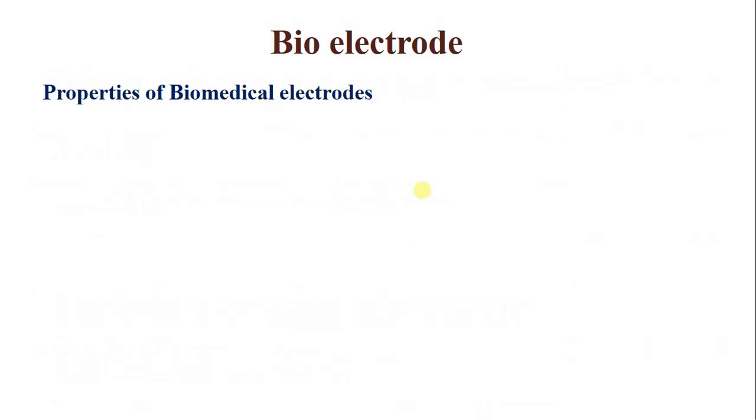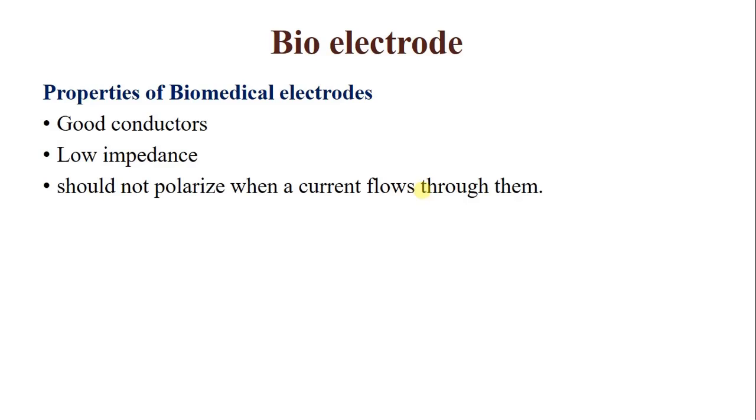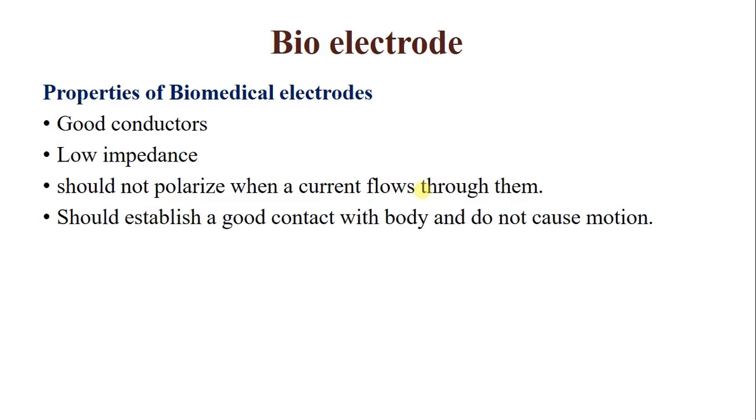Bioelectrodes should have these properties: they should be good conductors, and they must have low impedance. If the impedance is low, the CMRR of the amplifier can be maintained higher, that is, the noise or the common signal coming to the amplifier can be reduced. They should not polarize when current flows through them. The bioelectrode should establish a good contact with the body, and they should not cause any motion. If motion is caused, then motion artifacts get introduced.